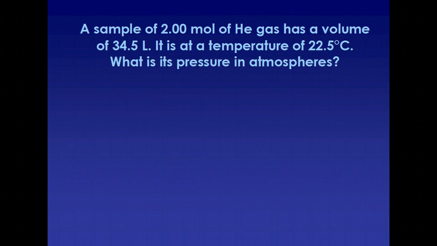So just to review ideal gas law, we're going to look at one example from both sides of the equation. This one we're going to solve for pressure. We have 2 moles of helium gas with a volume of 34.5 liters that's at a temperature of 22.5 Celsius. What would be its pressure? So PV equals nRT, so divide both sides by volume. We get P is equal to nRT over volume.